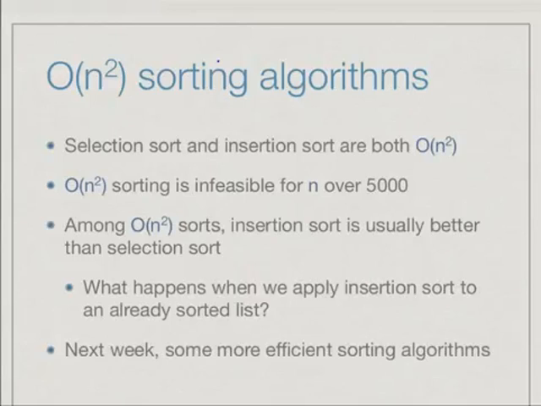So we have to take the fact that both of these will in general not work very well for lists larger than 5000 elements. What we will see next week is that there are substantially more efficient sorting algorithms which will allow us to sort much larger lists than we can sort using selection sort or insertion sort.